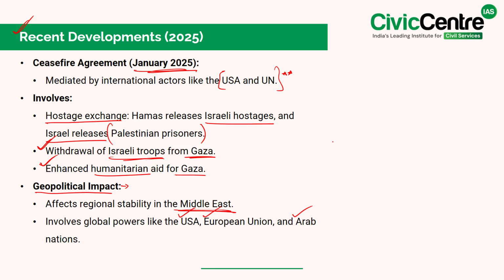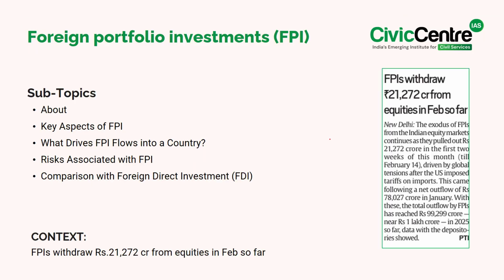Now, let's see the last article of the day. It says that the exodus of FPIs from the Indian equity markets continues as they pulled out Rs 21,272 crore in the first 2 weeks of this month till February 14, driven by the global tensions after the US imposed tariffs on imports. Now, in this context, let's discuss briefly the foreign portfolio investment, in short the FPI.